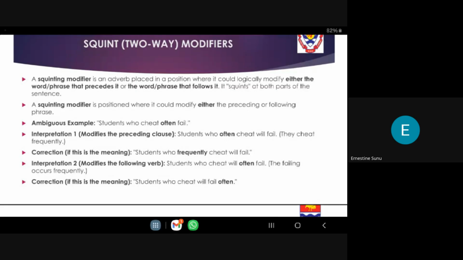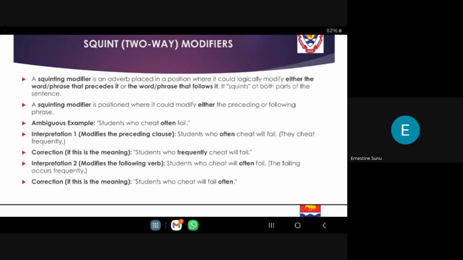Then squint modifiers, as the term implies, squinting: when you squint your eyes, you don't know which direction you are watching. So squinting is simply about you not being clear in what you are focusing on. So a squinting modifier is positioned where it could modify either the preceding or following phrase. That is how you can clear the ambiguity. You must place it either before or after what you are modifying. So an example is: students who cheat often fail.